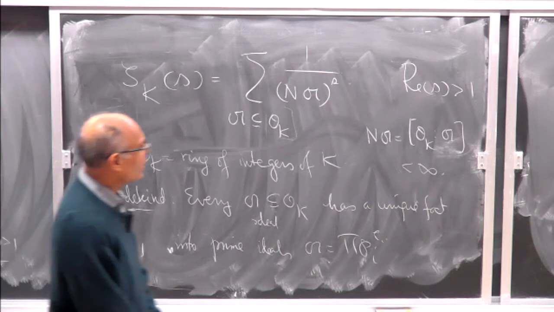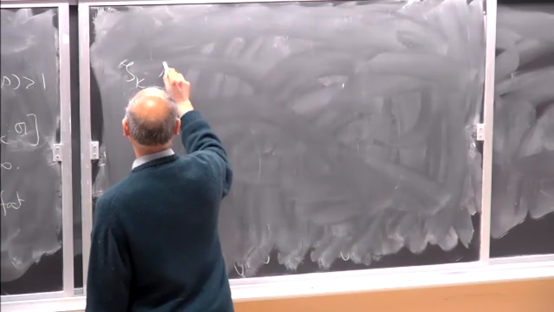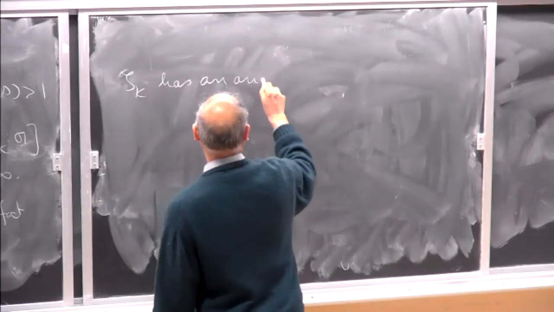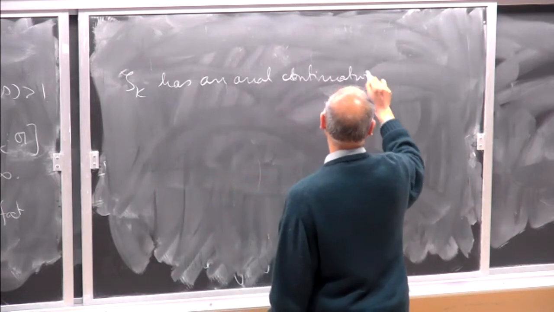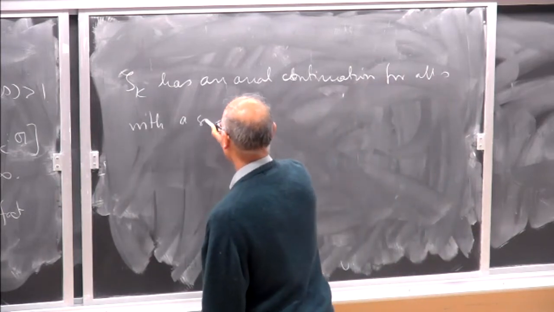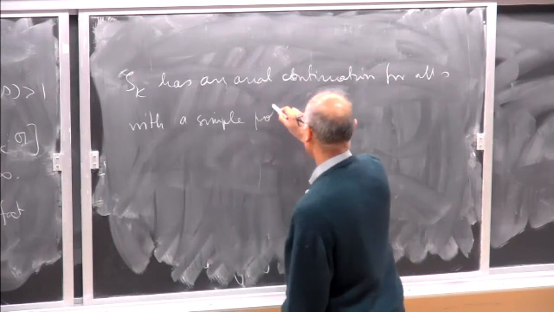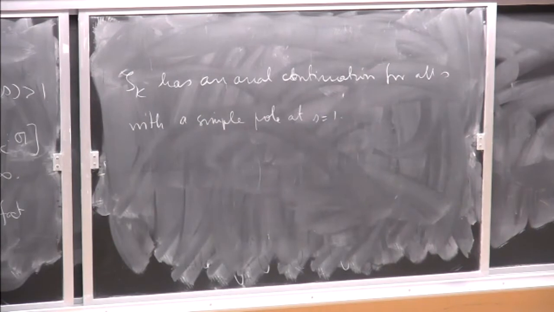Now, it's a remarkable fact that there is an analytic continuation, with a simple pole at s equals 1. As you know, when you try to analytically continue the Riemann zeta function, there's going to be a problem at s equals 1 because the harmonic series diverges. When you figure out what it's actually doing near s equals 1, it turns out, as a function of a complex variable, it has a simple pole there.